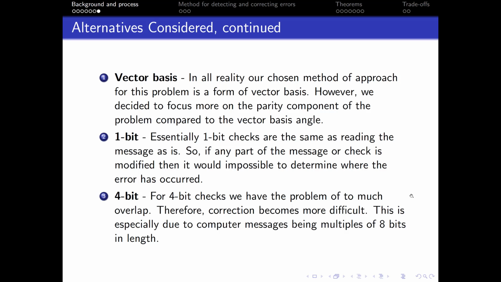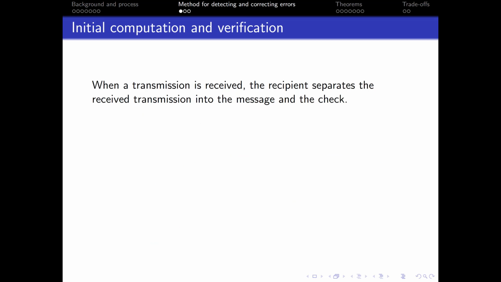For 4-bit plus, we had the problem of too much overlap in our check bits. They were having to check too many of the original bits, which caused some problems in the correction, especially since computer messages are often multiples of 8 bits, because a byte is 8 bits. That means you're checking half of the message with each bit, which is a lot. So we decided not to go with that. Stuck with 3.